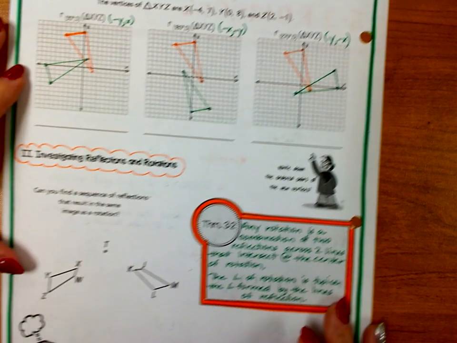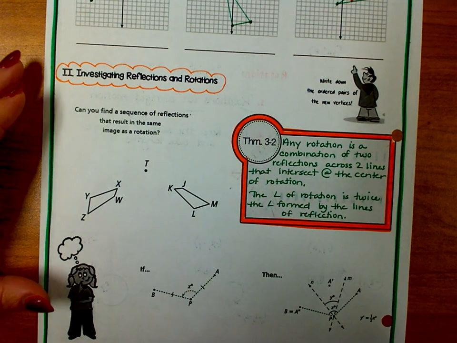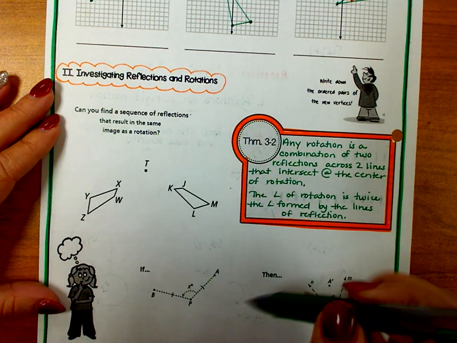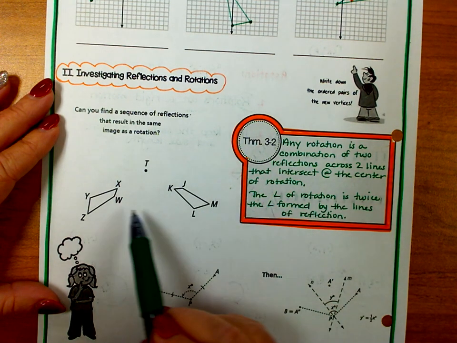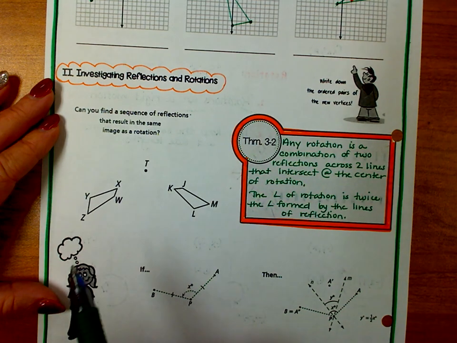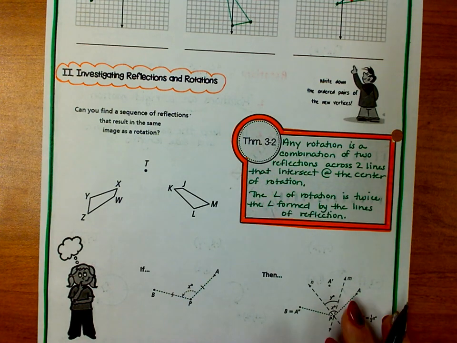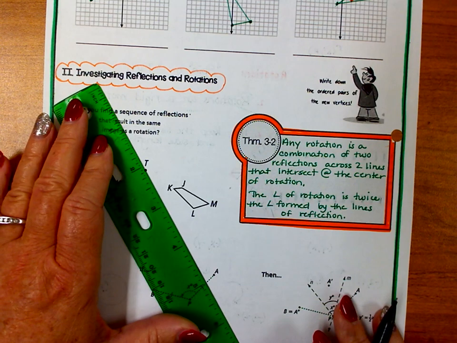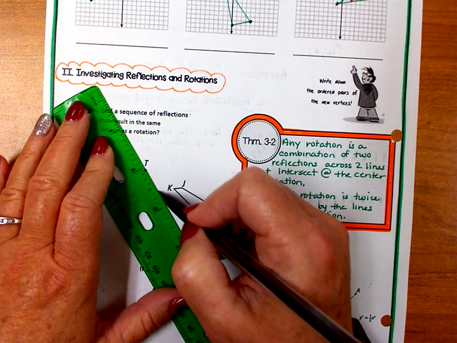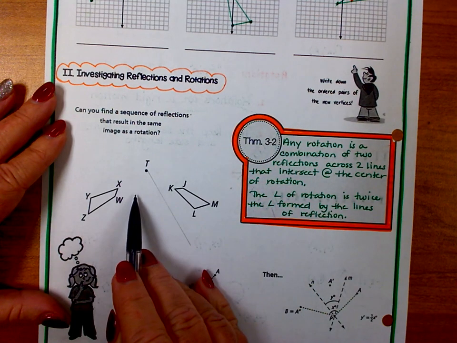Okay, let's take a look at finding a sequence of reflections that results in the same image as a rotation. So I've got JKLM rotated around point T to give us XWZY, not necessarily in that order. So what we can do is draw a line of reflection. We're going to put it kind of close here. Here's one line of reflection. This would go over here.